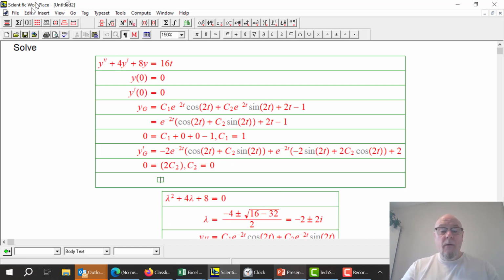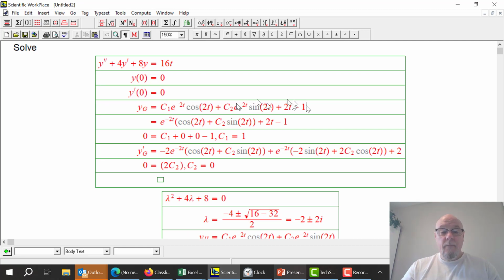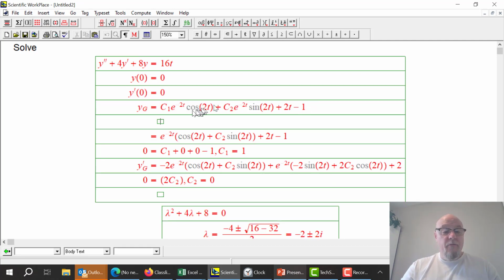Okay, so now I had my general solution. I know that c1 equals 1. And I know that c2 equals 0, so this whole piece is disappearing. And this is the solution to that differential equation with the conditions y(0) equals 0 and y'(0) equals 0, using unknown coefficients.